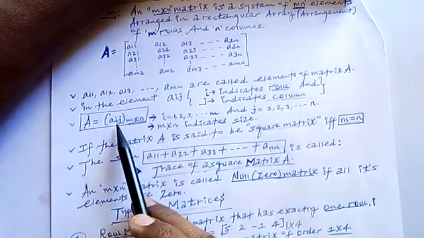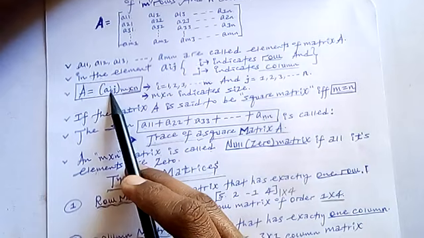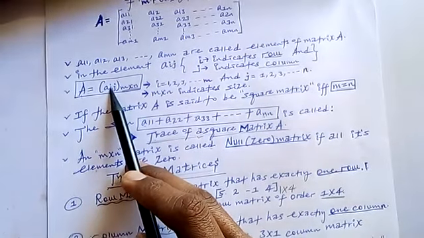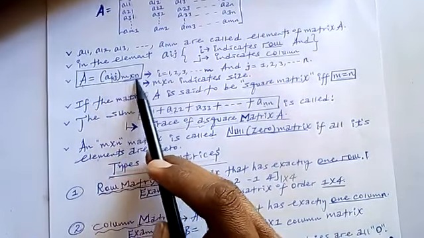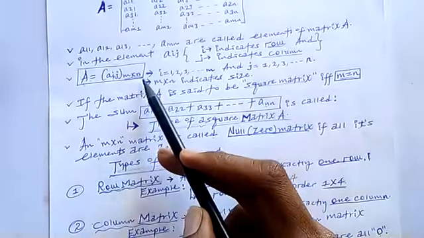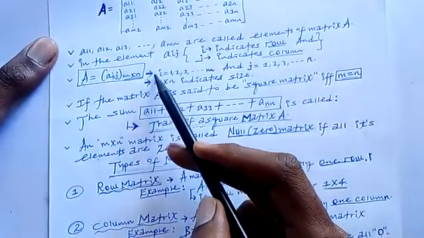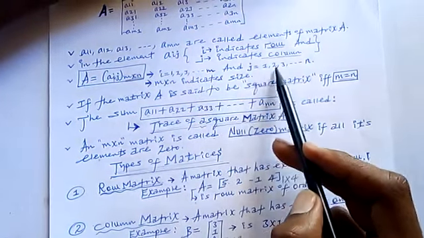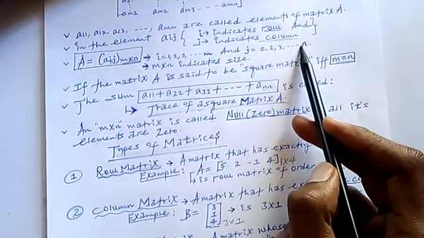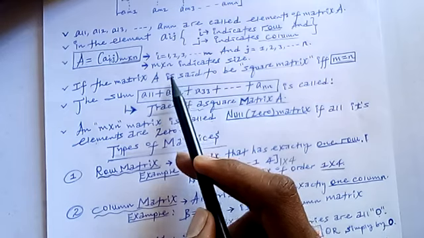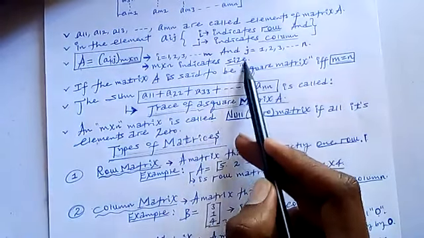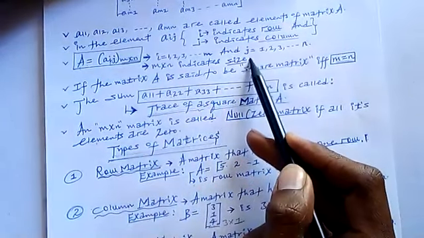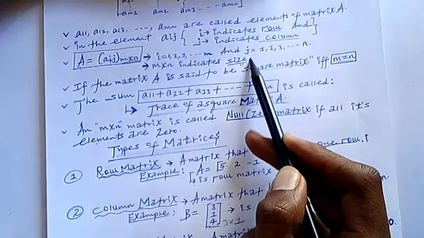Matrix A is equal to the matrix Aij, M by N, where i is equal to 1 up to M and j is equal to 1 up to N. Here the M by N indicates the size, order or dimension of matrix A.